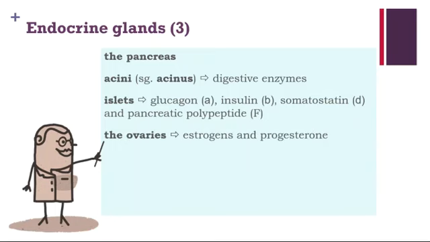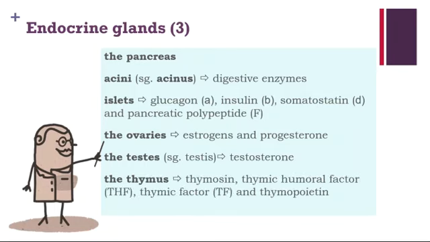The female gonads called ovaries produce estrogens and progesterone. They also produce inhibin, a protein that inhibits the secretion of FSH, and relaxin during pregnancy. The male has 2 oval gonads called testes that produce testosterone, the primary androgen. The thymus produces, among others, thymic factor, which retards the aging process.